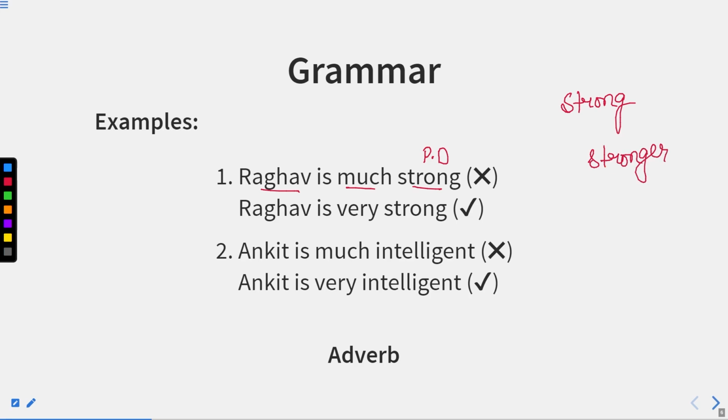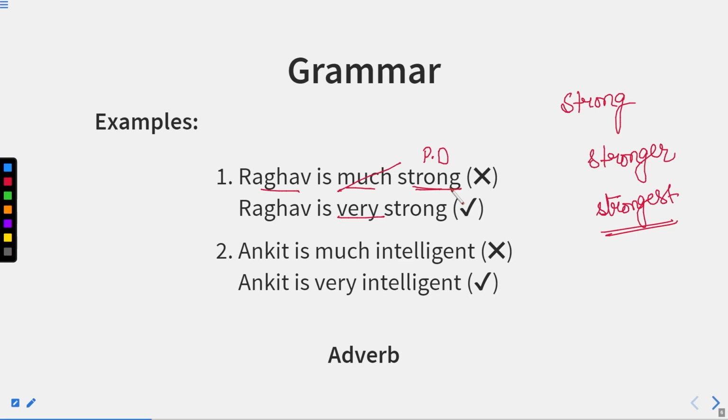Now we have one more degree of adjective, that is the superlative degree. So that is strongest. The word strongest is a superlative degree which does not need any adjective or adverb before it, because strongest is itself the superlative degree, the highest of something. So it does not need any adverb to precede it. Whenever we write strong, this is a positive degree, so much should be replaced with very. So the correct sentence will be Raghav is very strong.